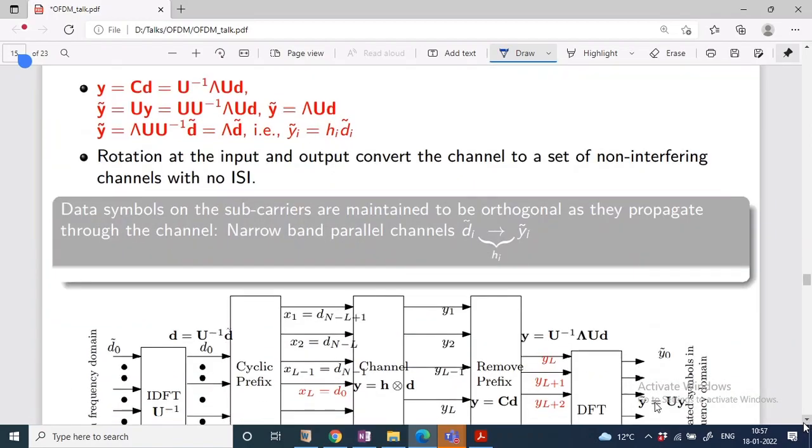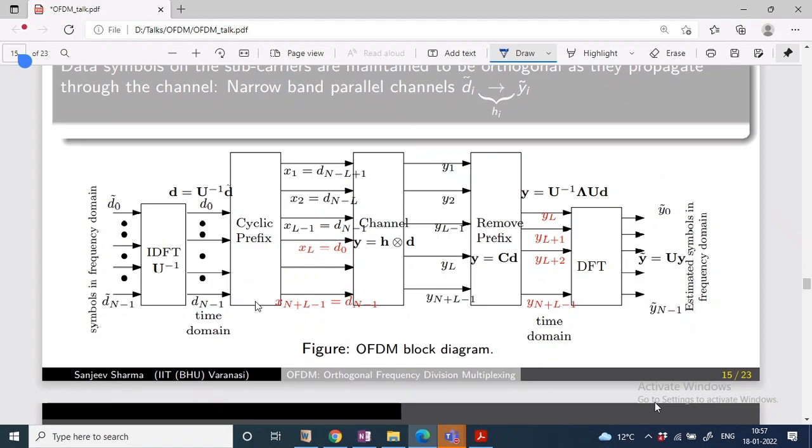So this is another way of looking at OFDM. I just took this from David Tse's book, Fundamentals of Wireless Communication. So you can see these are the data symbols in time domain. These are the data symbols in frequency domain. In the frequency domain, you put the data, then you take the IDFT, that is represented by matrix U inverse. Okay, so the output is going to be U inverse D tilde. D tilde is this vector, the data symbols in frequency domain. Okay, so this is the mathematical representation.